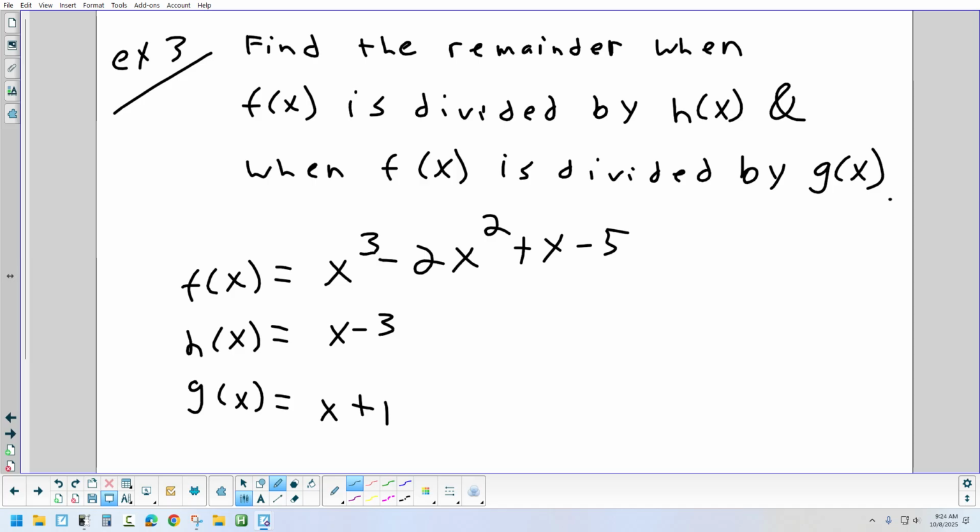Okay, so here's two problems. They want us to divide f of x by h of x and write down the remainder, and then f of x by g of x, separate problem, and write down the remainder. Now they don't say they want the quotient, so there's no reason here to do the long division. You can, but it's going to take a lot longer. And if you're doing it on a test, you might run out of time if you're doing it the long way.